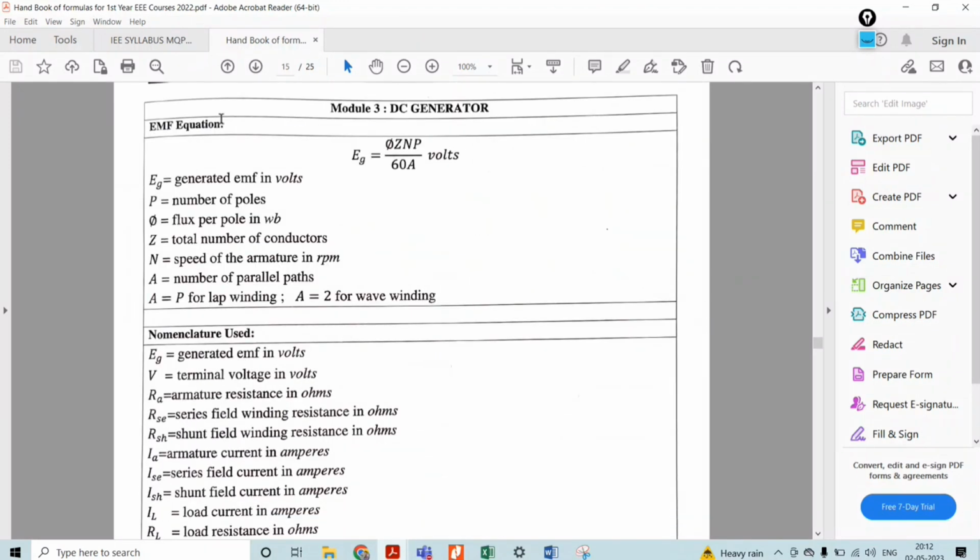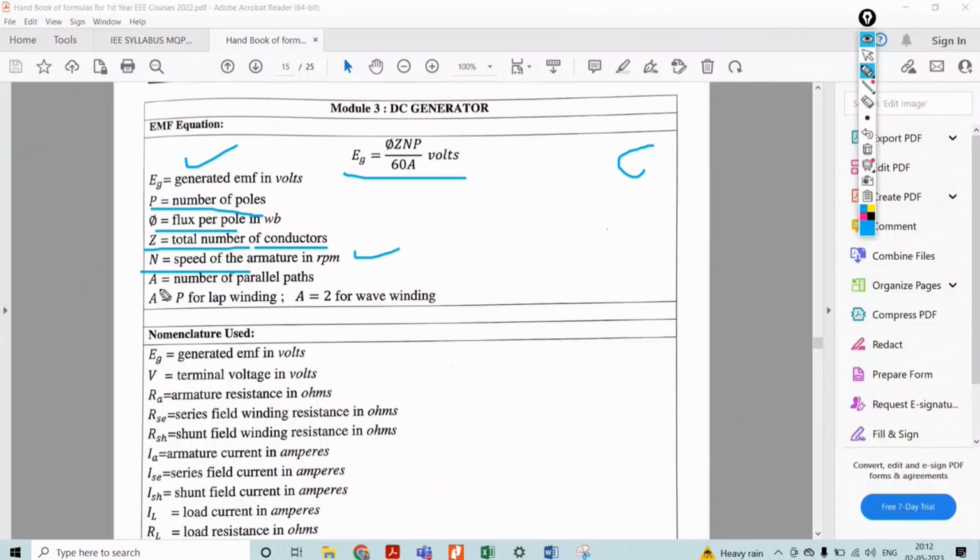Next, with respect to the DC circuit, DC generator, practice the construction mandatorily along with the derivation of the EMF equation. EG equal to what? Phi ZNP upon 60A. EG is the generated EMF, P is the number of poles, phi is flux per pole in Weber, Z is the number of armature conductors, N is the speed of armature in RPM, A is the number of parallel paths. A equal to P in case of lap connected winding, A equal to 2 in case of wave connected winding. They will ask you, if the winding is connected in wave, what is the generated EMF?